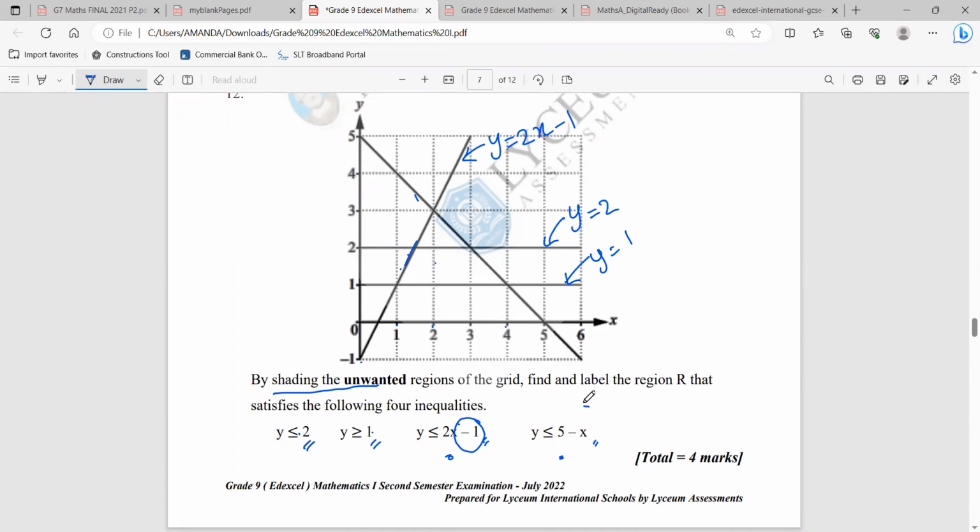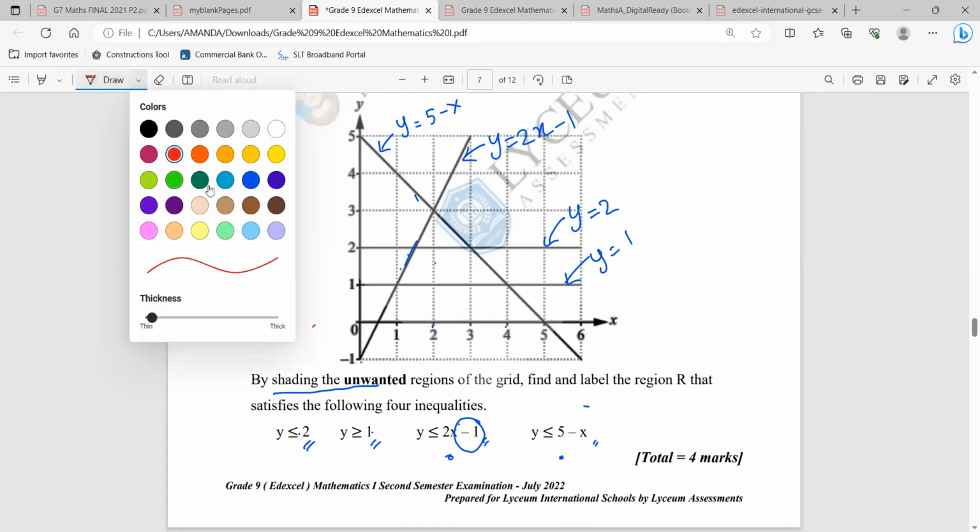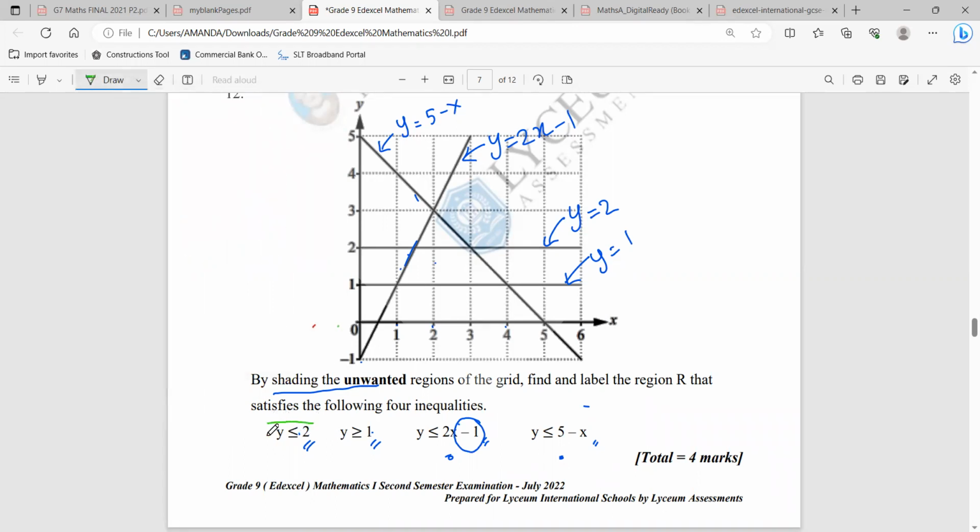So then we only got one more left, which is this line, y equals 5 minus x. Now, how do we identify? So we need to shade the unwanted areas. Let's look at this one first. The y equals 2 line. Y equals 2.